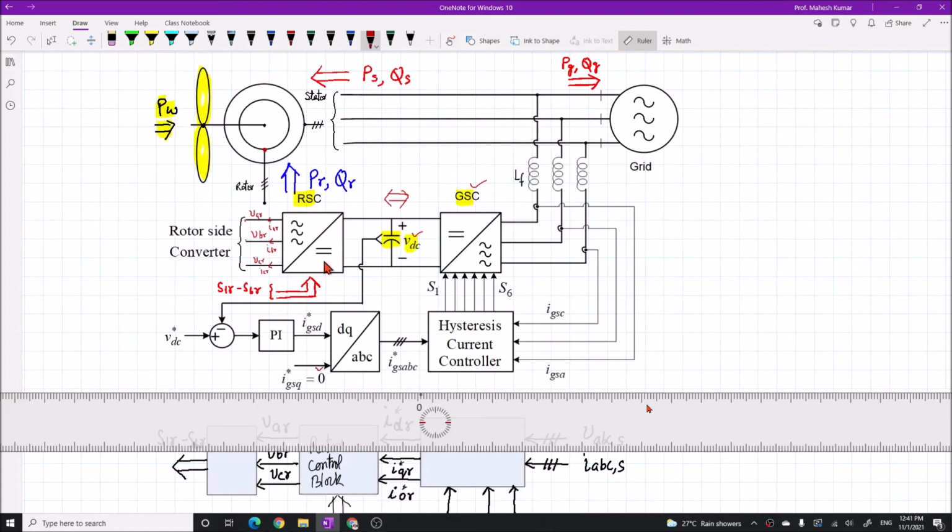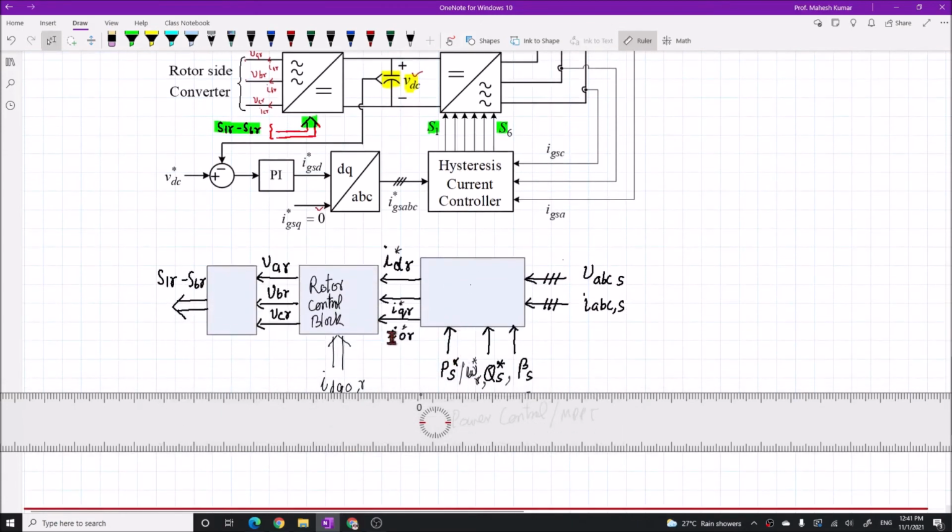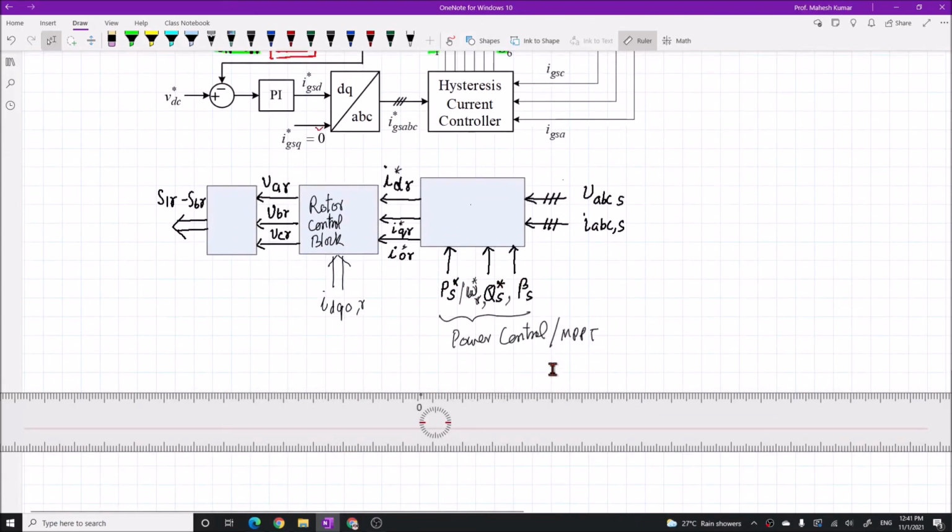Now in the rotor side, I have not shown the switching commands that I have shown for the stator side or grid side. So you can see here, this is the switching commands for this inverter, but for this I have shown it here. So switching commands come as S1R to S6R. Now these pulses basically come from this scheme. I have shown it here, this block.